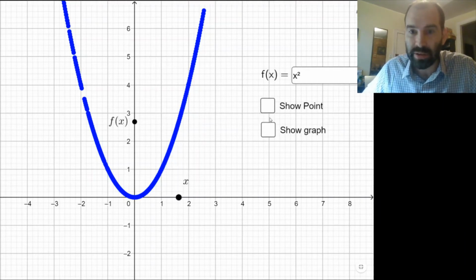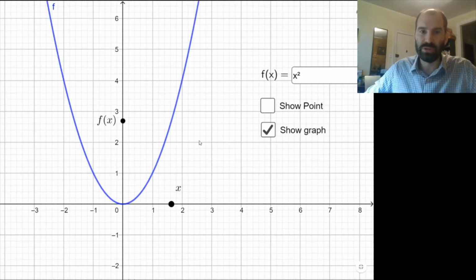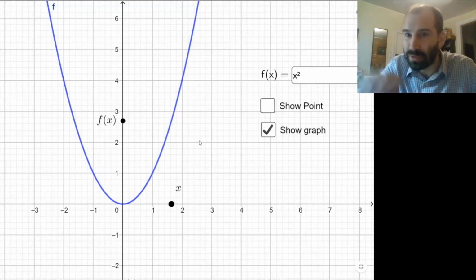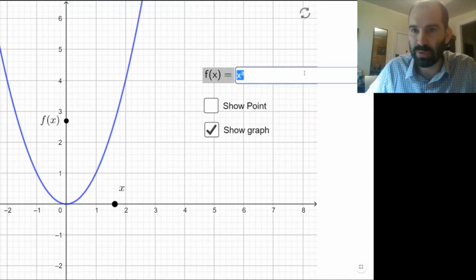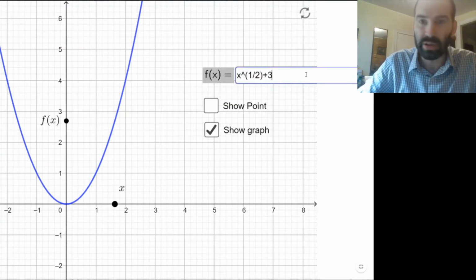And of course, I can draw the whole graph as we usually just draw a nice smooth curve instead of plotting all those infinitude of points, right? So that's x squared. Let's look at our other one. It was square root of x, x to the 1/2 plus 3.